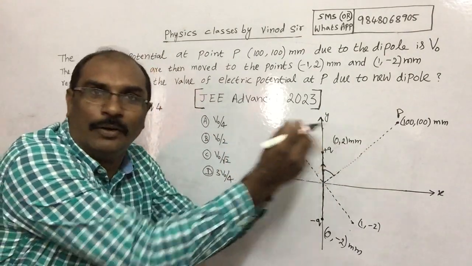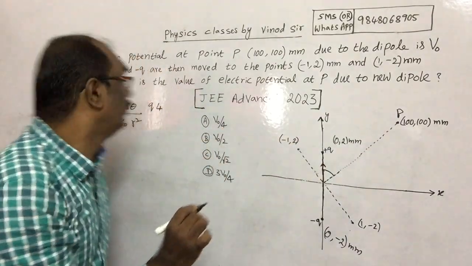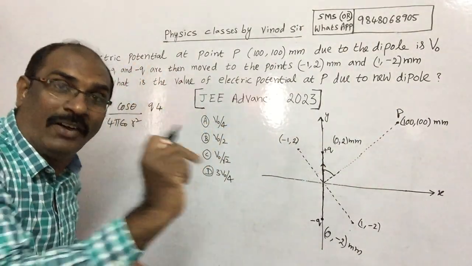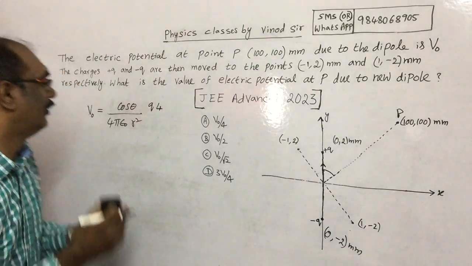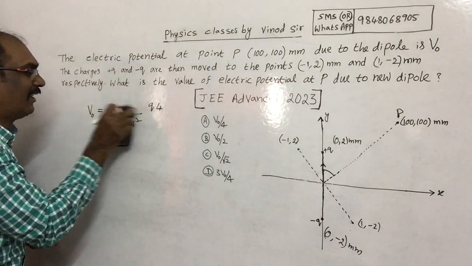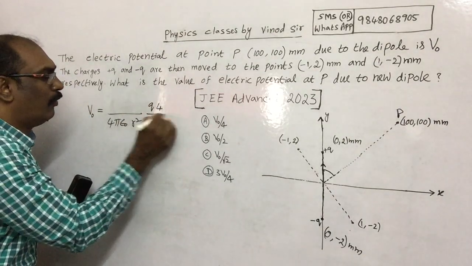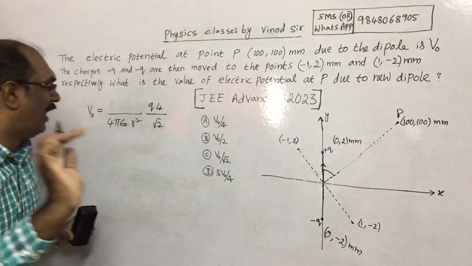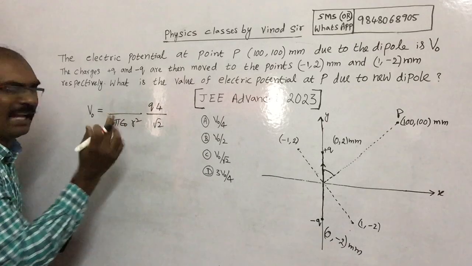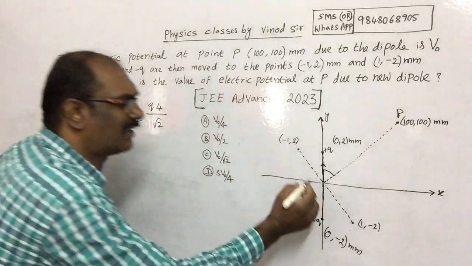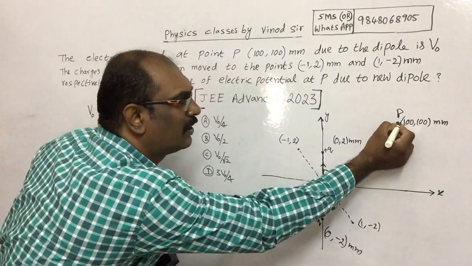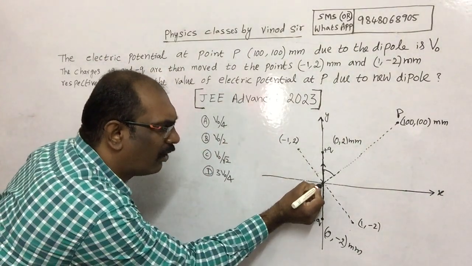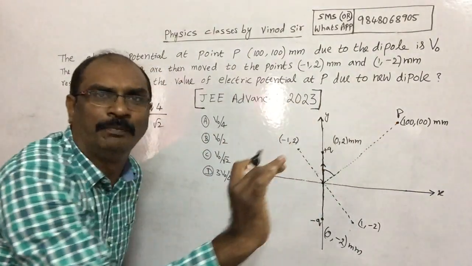So theta is 45, which means cos 45. The cos 45 value is 1 by root 2. I can replace this cos 45 by 1 by root 2. Then coming to 4 pi epsilon naught as usual, and r is the distance from the center of the dipole to this point. I will put r only.